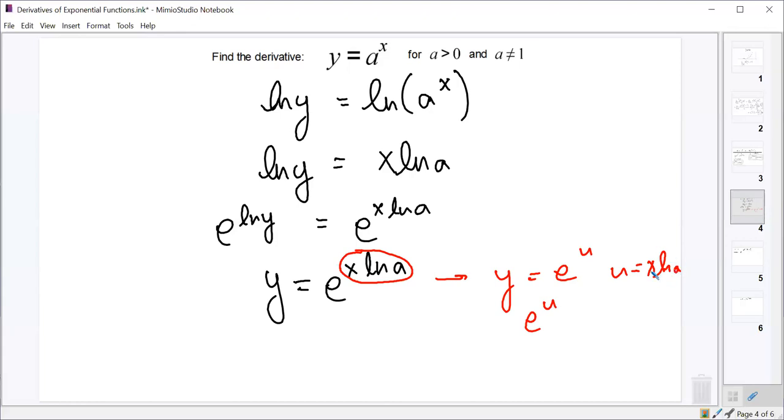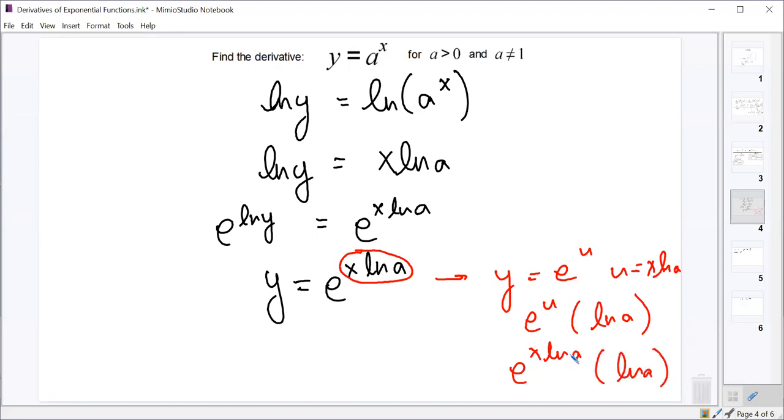And what's the derivative of x times natural log of a? Natural log of a. It's just the natural log of a. So times natural log of a. And what's e to the u? Well, e to the u was e to the x ln a times the natural log of a.